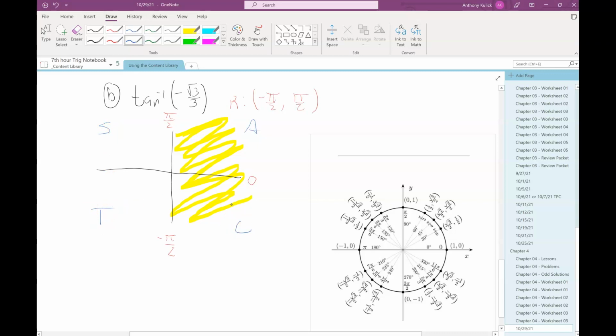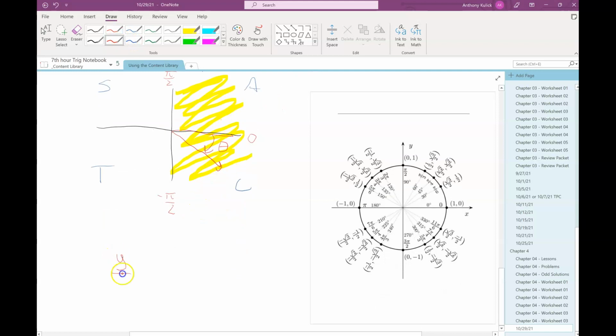Now, my tangent in this problem is negative. Between quadrant 1 and quadrant 4, where is tangent negative? Quadrant 4. Everybody agree? So my answer is down here. So I'm looking for this angle theta. Is that okay? So I'm going to go to my unit circle and I'm going to be looking in quadrant 4. Now I remember that tangent is y over x.